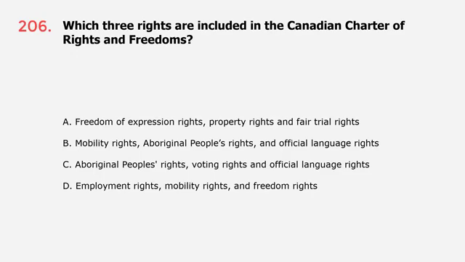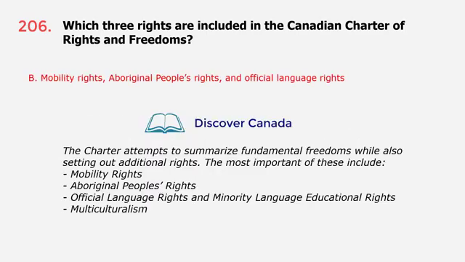Question 206. Which three rights are included in the Canadian Charter of Rights and Freedoms? A. Freedom of expression rights, property rights, and fair trial rights. B. Mobility rights, Aboriginal peoples' rights, and official language rights. C. Aboriginal peoples' rights, voting rights, and official language rights. D. Employment rights, mobility rights, and freedom rights. The answer is B. Mobility rights, Aboriginal peoples' rights, and official language rights.